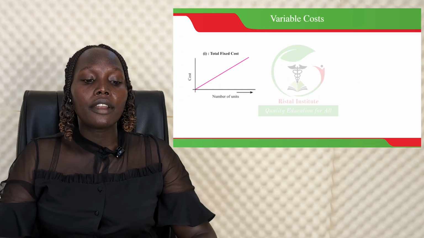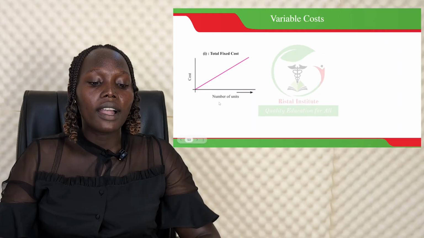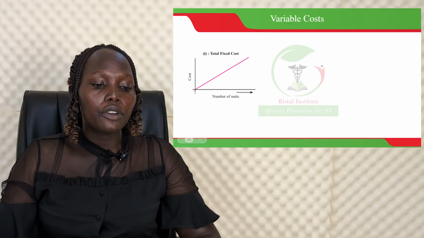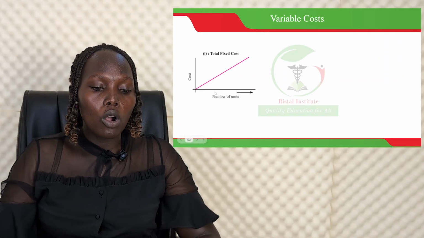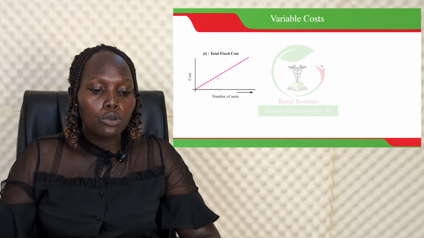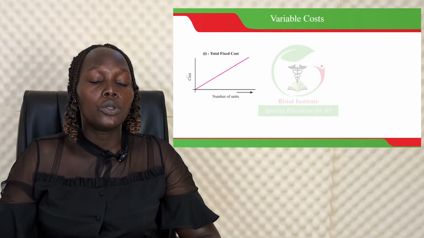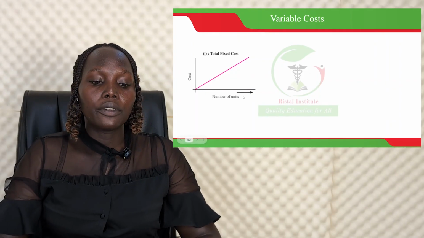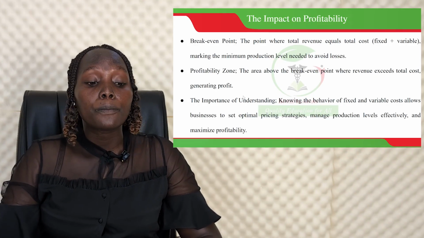So let's look at the graph. We see that here we have the cost, and then we have the number of output. So the cost varies according to the number of output. The more output, the more cost that you incur, so the more expenses that you get. So that's the graph. And then let's look at the impact on profitability.